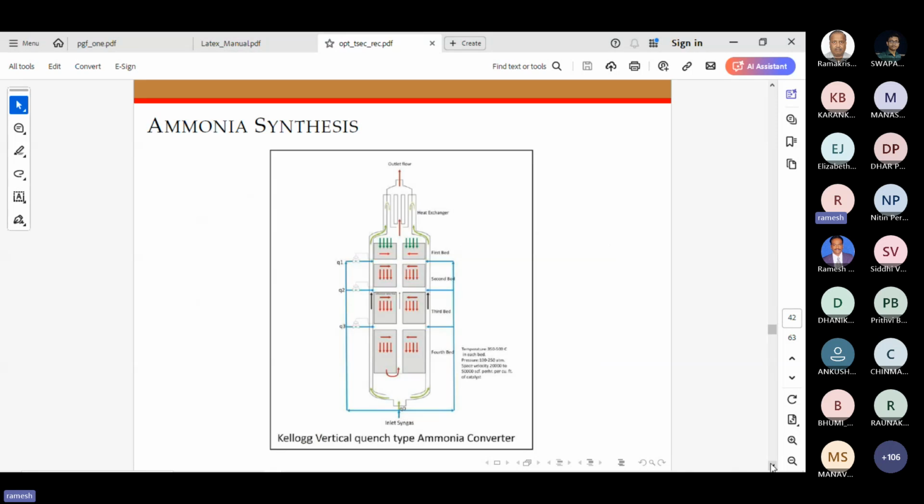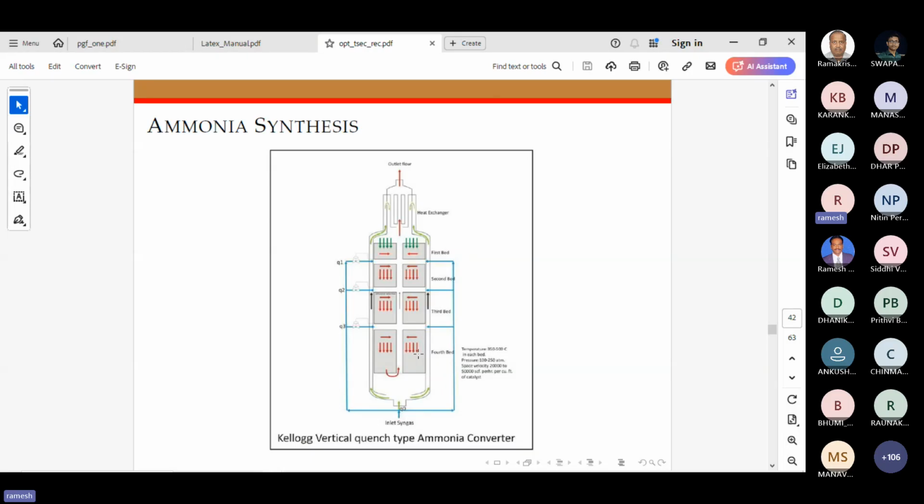So this is your reactor here. So the feed gas is passed from here. So it will enter through the top here. And then it comes across this catalyst bed. So the bed is actually divided into 4 sections. The first segment is this section, second, third, fourth.